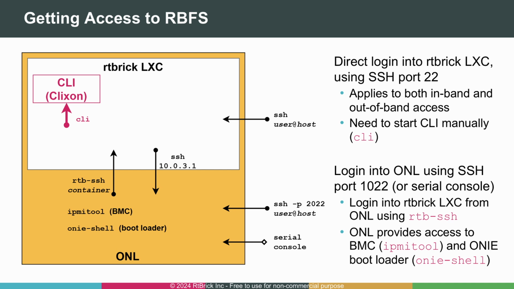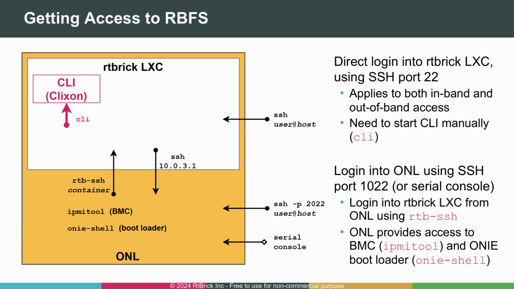If you wish to log into the ONL layer, you can use the same username but must connect via port 1022 instead of the standard SSH port. Access to the ONL layer is only possible through the out-of-band management interface. Alternatively, you can use the serial console port, which also provides direct access to the ONL layer. From the ONL layer, you can move to the Rtbrick LXC container using the rtbssh command. By default, the container name is Rtbrick.